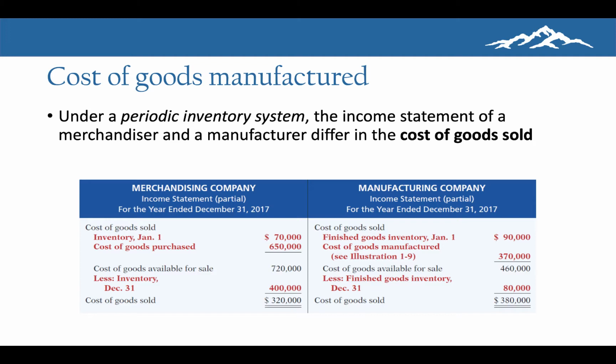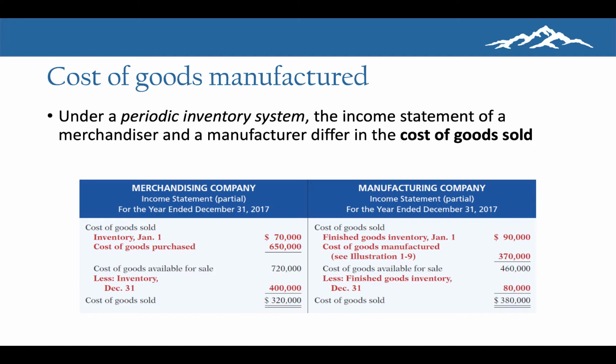If we look here, for example, on the left, we see a merchandising company. You have inventory, you have cost of goods purchased. The total $720,000. Those goods are available for sale. At the end of the year, there's $400,000 in inventory. Therefore, you must have sold $320,000 of product.